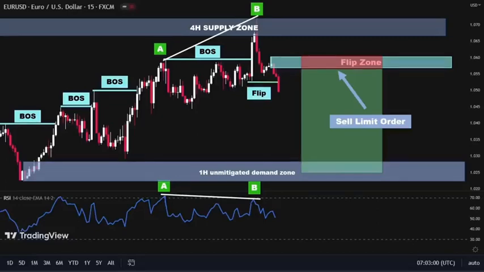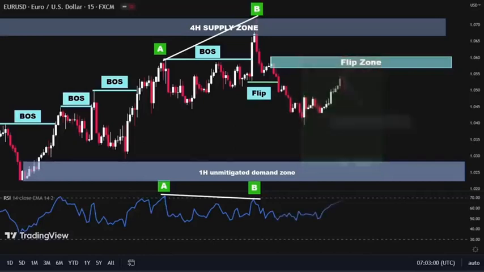Now that our sell limit order is in place, let's see how the market reacts. As we can see, our order has been activated and we have successfully entered the market. Now as you can see, our take profit has been hit, and the trade has been closed with a profit. This is a perfect example of how RSI divergence can be used as a confirmation for entry in smart money trading and how it can be combined with other technical analysis tools to increase the probability of success in trading.